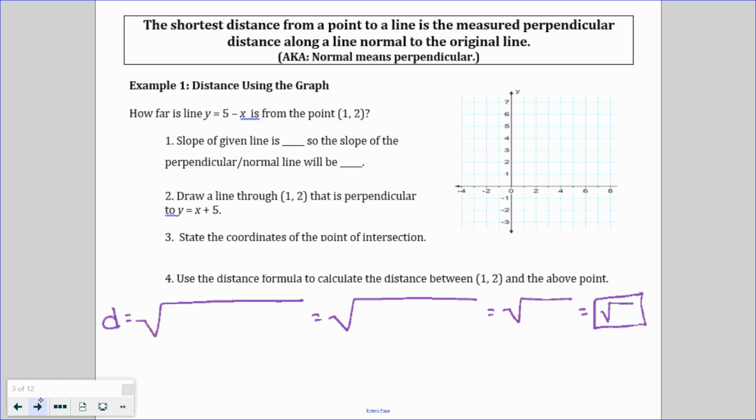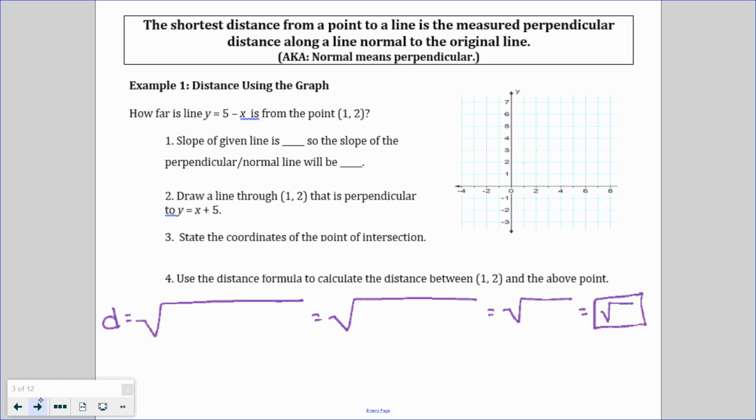Now, the shortest distance from a point to a line is a measured perpendicular distance along a line normal to the original line. Normal means perpendicular. So if you're trying to find the distance from a point to a line, you have to find the perpendicular distance from the point perpendicular to the given line. So we have to use perpendicular slopes.